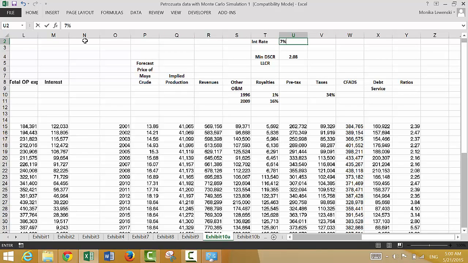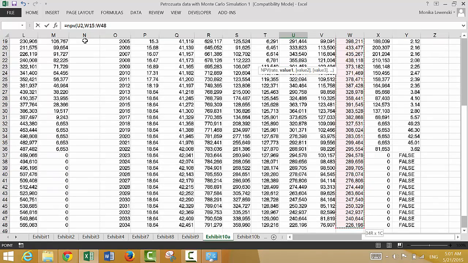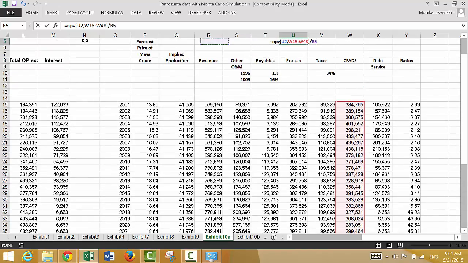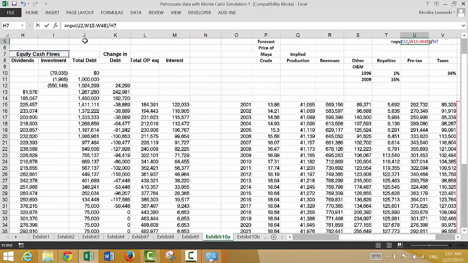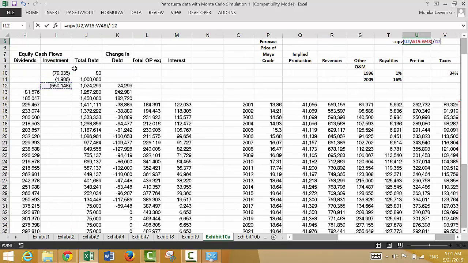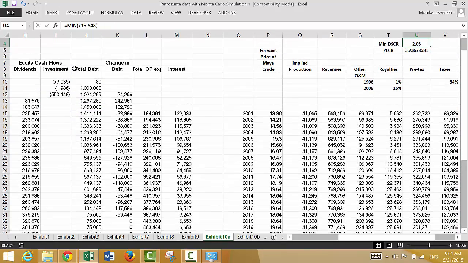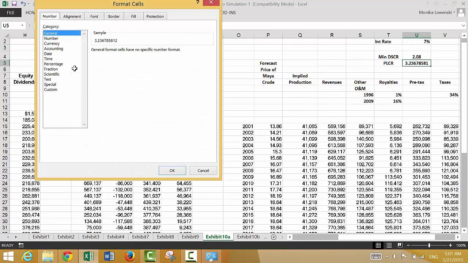We should be able to compute the IRR and the debt together. And then let's put the LLCR first. That's going to be the NPV of the CFADS at a rate of the interest rate. And then we can divide that by the NPV of the debt service, but the NPV of the debt service is the total amount of the debt. So that's our LLCR.